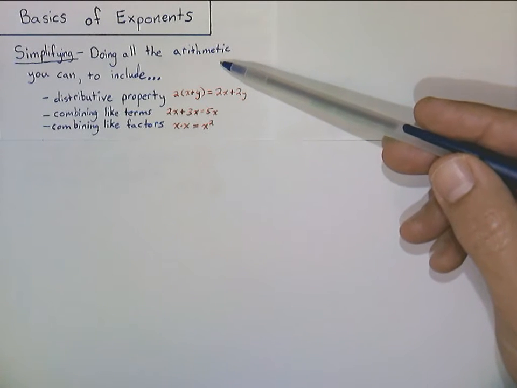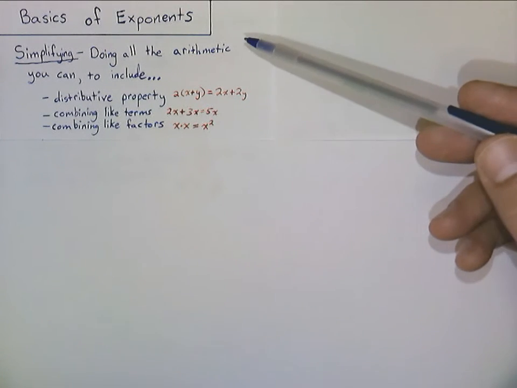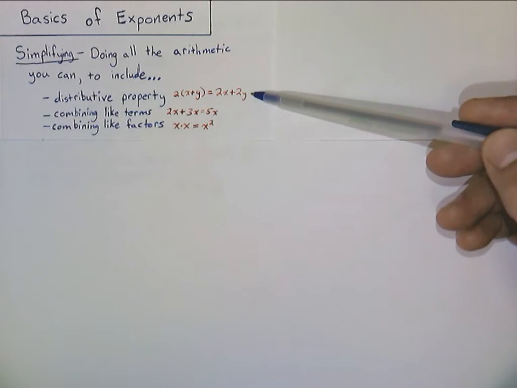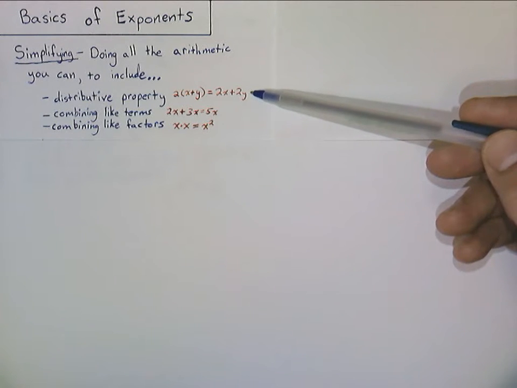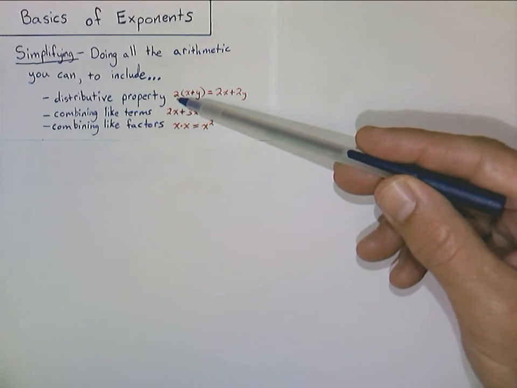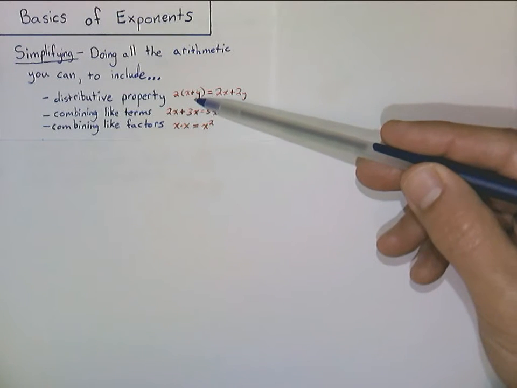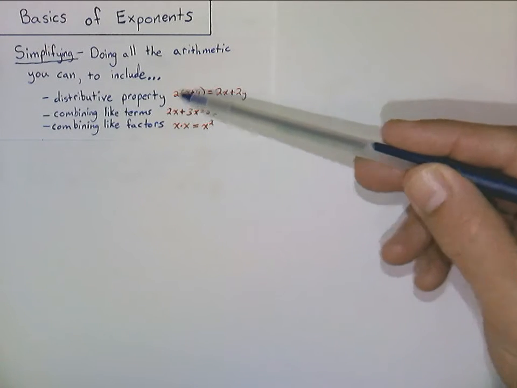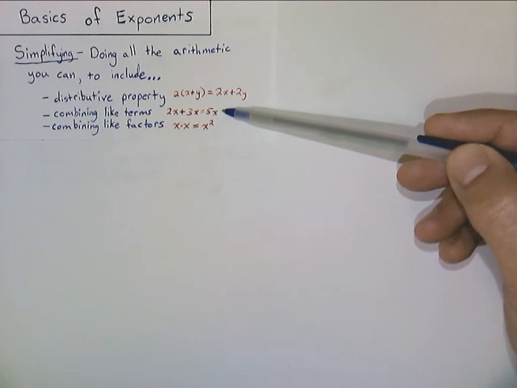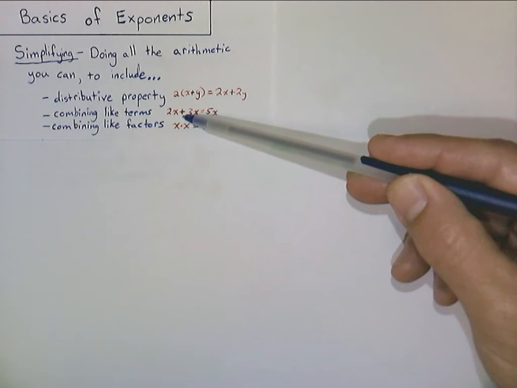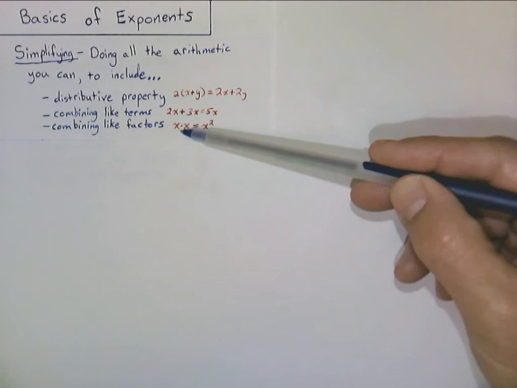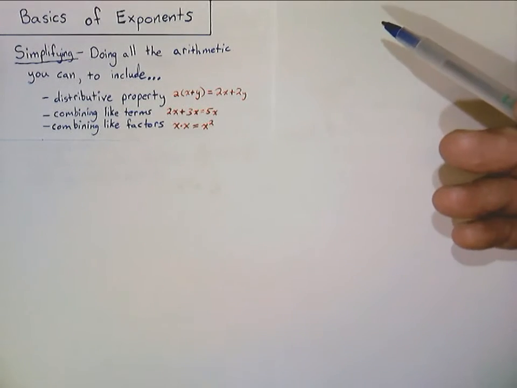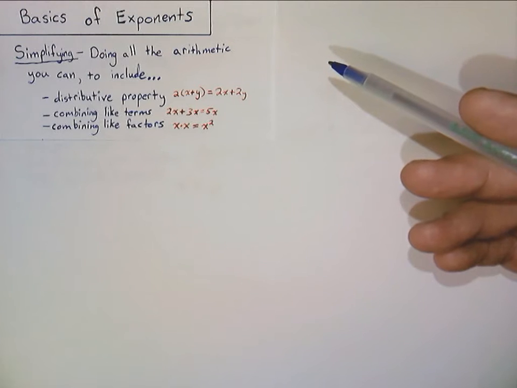that you can. And now that we have variables and whatnot put into our expressions, we're going to include the distributive property as a bit of arithmetic that we can do, meaning that if we have a factor times a sum, we can distribute that factor into the sum. We can do that multiplication now. We also want to combine like terms, meaning we can do this addition now, and we want to combine like factors in this way.